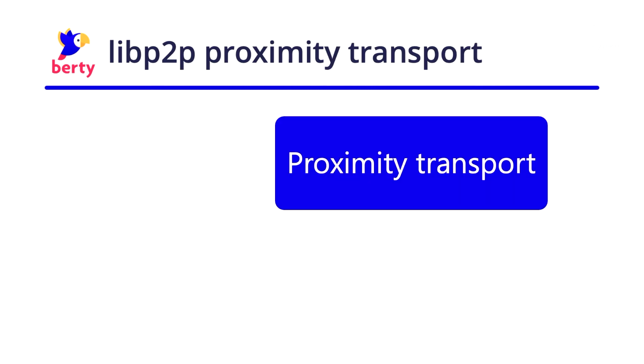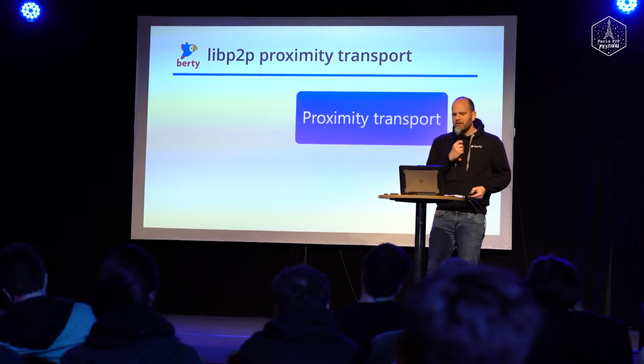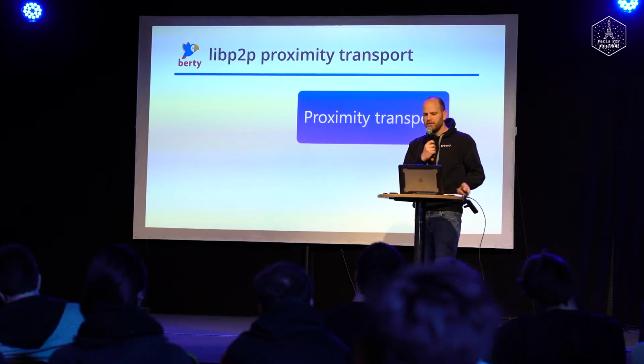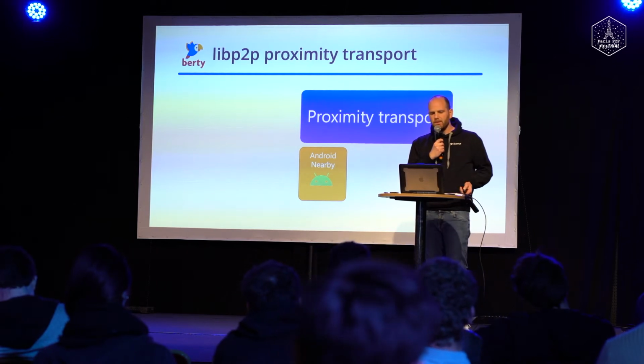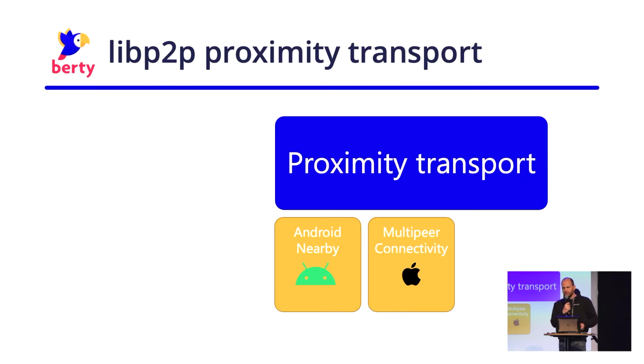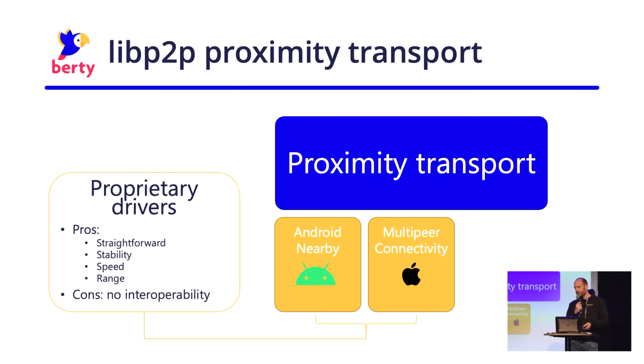The proximity transport is on top of libp2p and below some native drivers. Native drivers depend on the system you are running. For example, on Android, we use Android Nearby. On iOS, we use Multipeer Connectivity. These are two proprietary drivers, and there are a lot of advantages. For example, they are straightforward to use. They are stable because they are developed by a big team. They combine Bluetooth and Wi-Fi together to have a big speed and range. But there is no interoperability between them. So an Android user cannot talk with an iOS user.